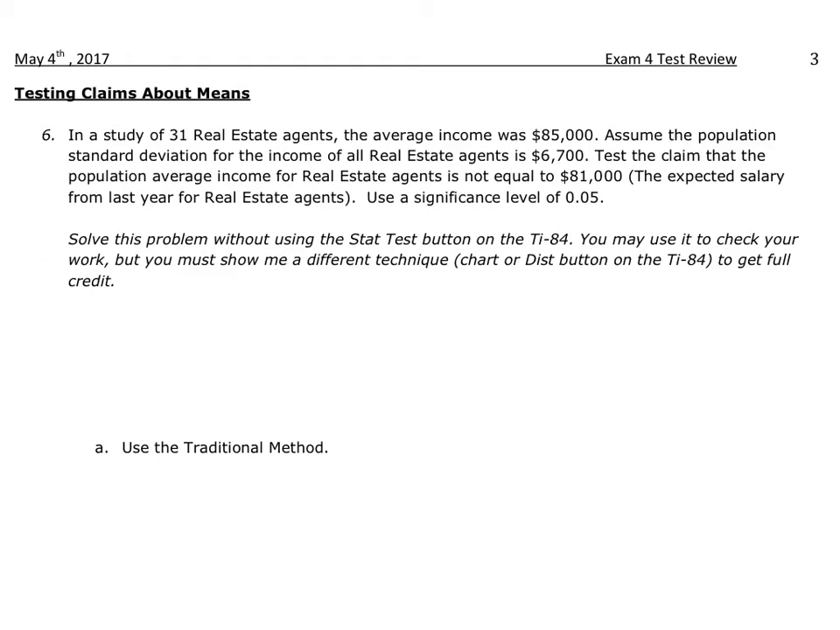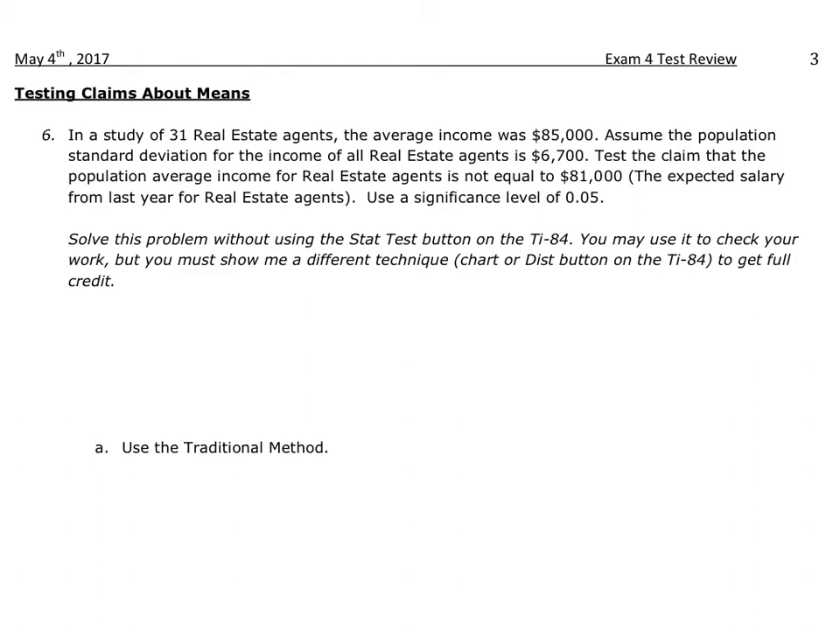I'm going to go through this one a little bit faster. The only difference here is I'm talking about a different statistic. Earlier I was talking proportions, now I'm talking means. In a study of 31 real estate agents, the average income was $85,000. Assume the population standard deviation for the income of all real estate agents is 6,700. Test the claim that the population average income for real estate agents is not equal to 81,000.